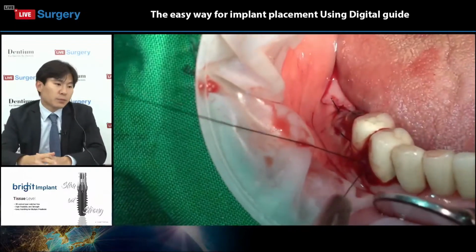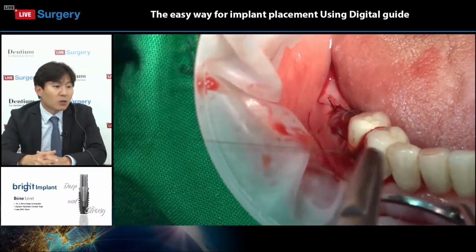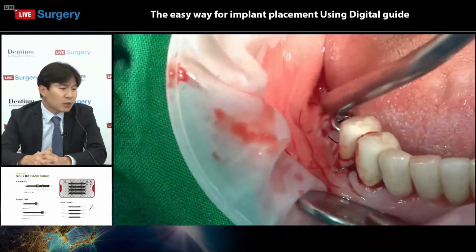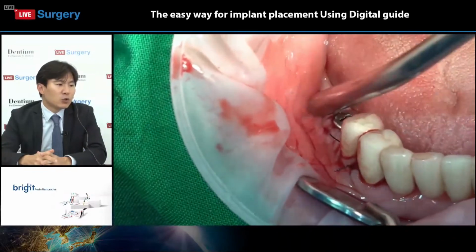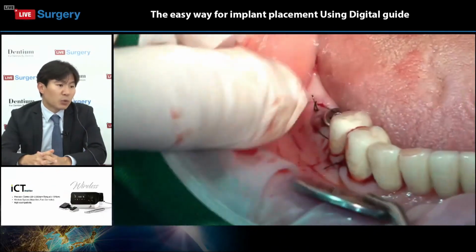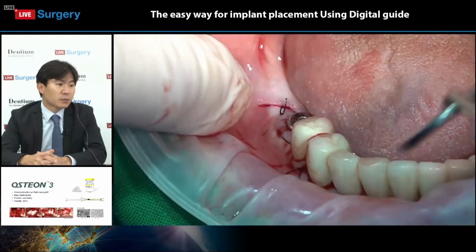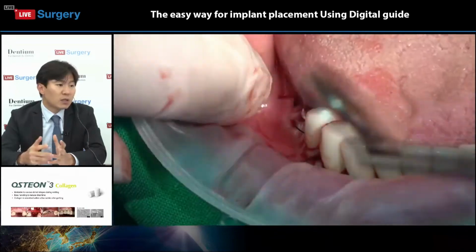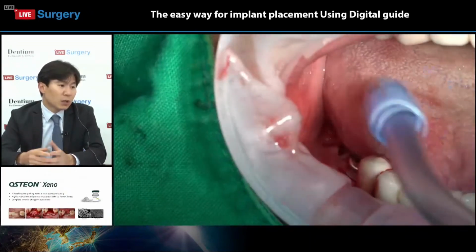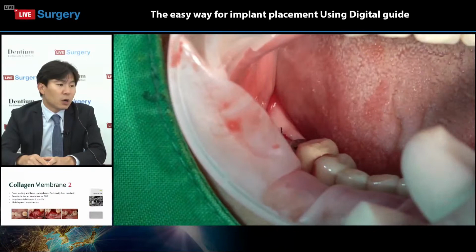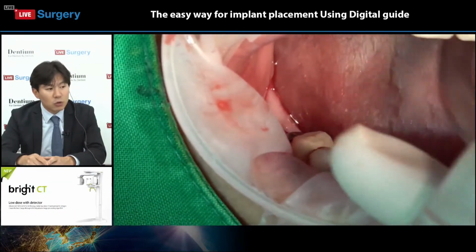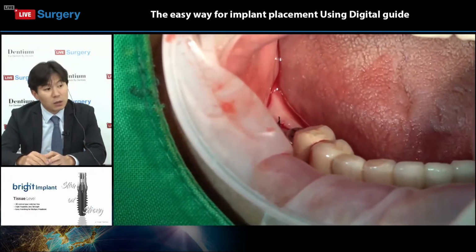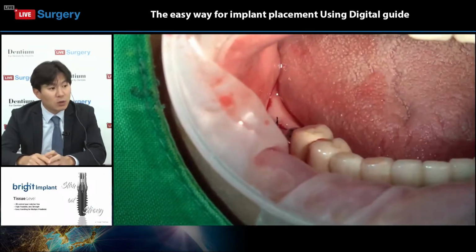There are several papers for this kind of GBR procedure, but as far as I remember, the old paper is using non-submerged type implant, one-stage implant. But he placed implant subcrestally, and the dehiscence defect is very small, so that he could have a GBR procedure with a one-stage implant, non-submerged type healing.